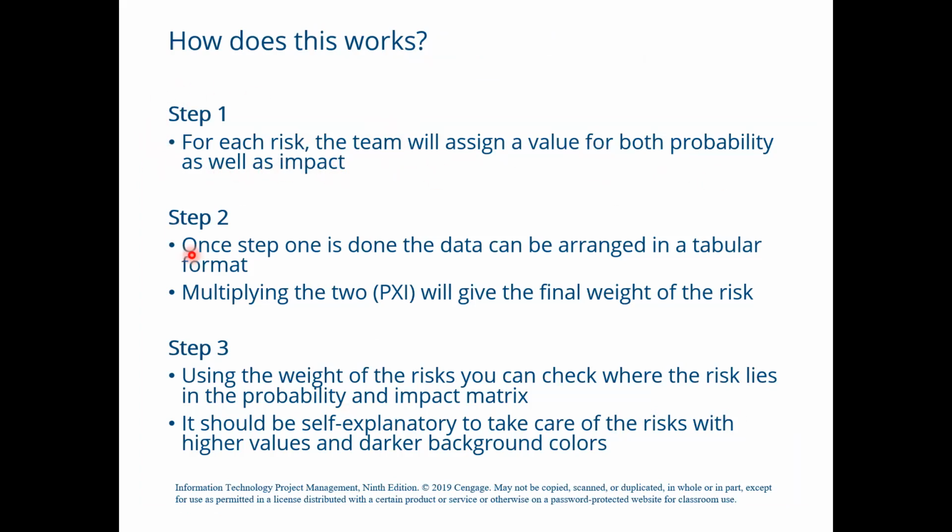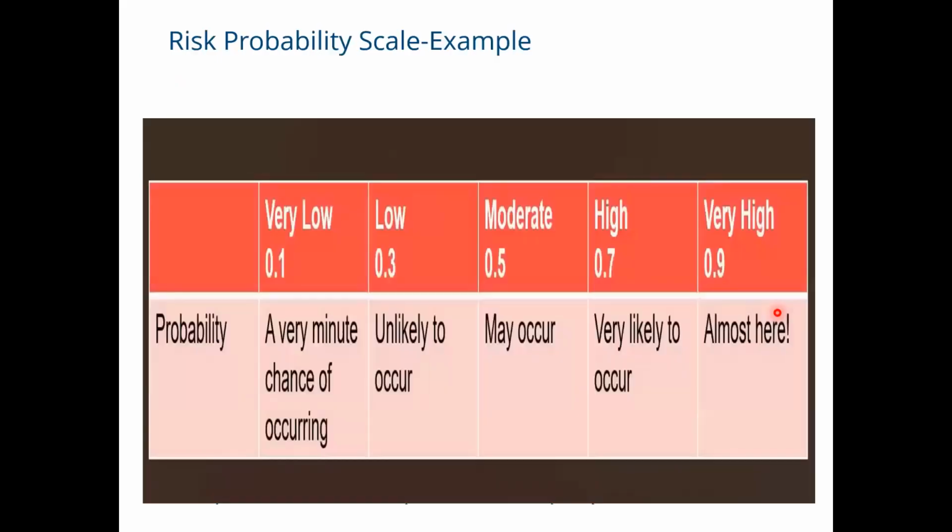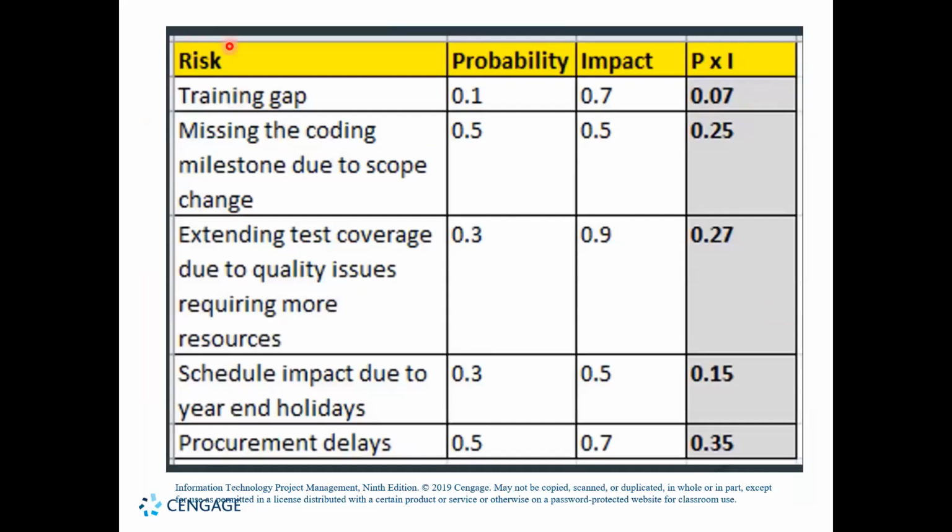Now, after step number one, we have step number two. Once step one is done, the data can be arranged in a tabular format, and then we get the product of relative probability and its impact to get the final weight of the risk. In this slide, you can see some risks noted down, like training gap. Let's say the likelihood of this risk happening is 0.1, meaning a 10% chance. But if it happens, it has a 0.7 impact on our project, maybe on the scope, the time, or the budget.